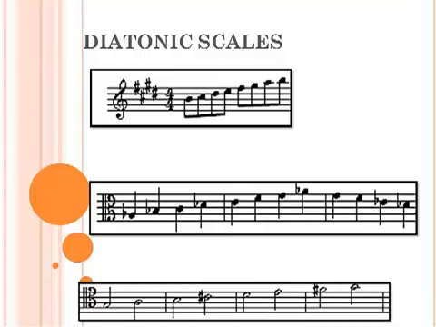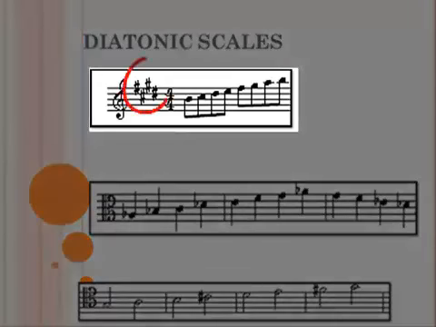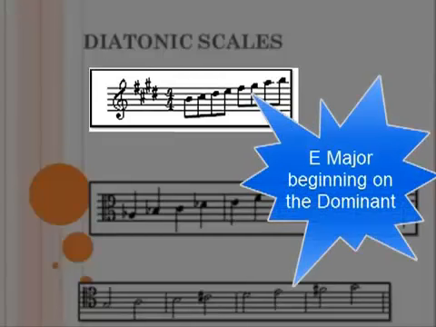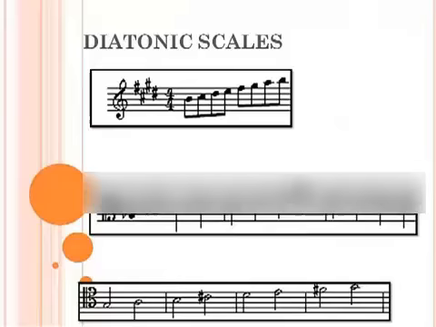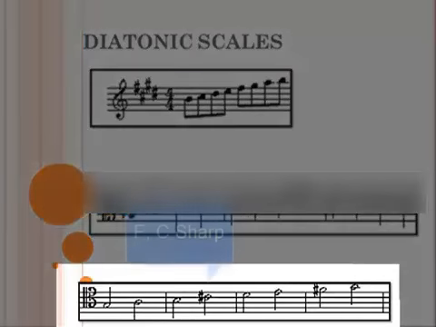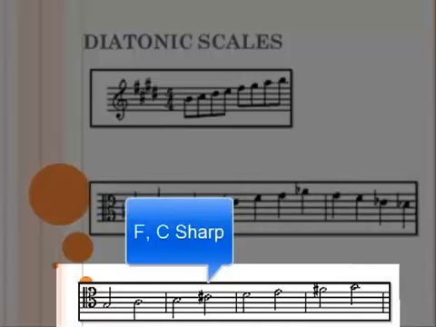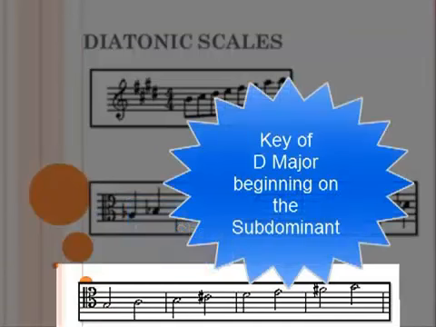Let's take a look at these scales and determine what the key would be, and then what technical degree of the scale these scales are written on. The first example is easy because the key signature is given. We have 2 choices, either E major or C sharp minor. This is an E major, and the scale is beginning on the dominant of E major, which is B. The third example has F and C sharp, which is the key signature for D major. This is the scale of D major beginning on the subdominant.